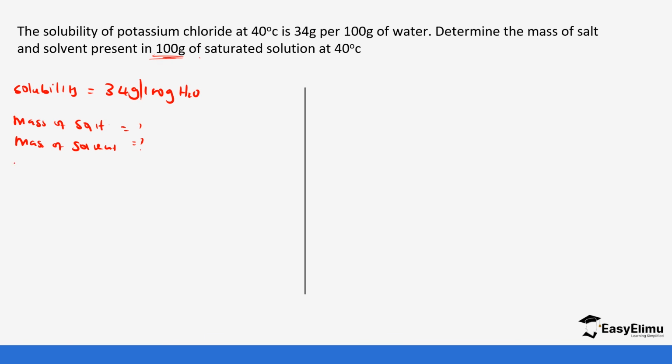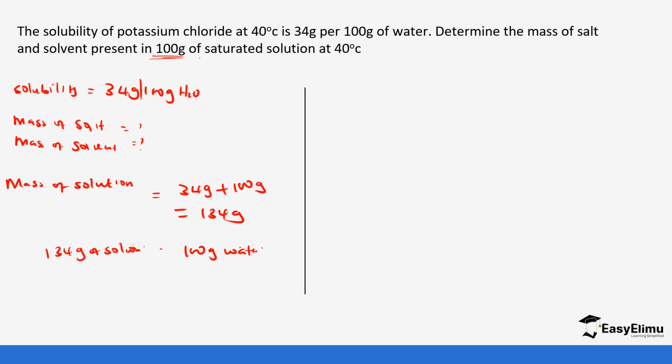So the first thing we calculate is the mass of the solution, because that is what we have been asked. Then we are going to do the subtraction. So the mass of solution from solubility is 34 grams of the salt dissolving in 100 grams of water. So the total solution is 134 grams. That is the mass of the total solution. So we say that 134 grams of solution contains 100 grams of water.